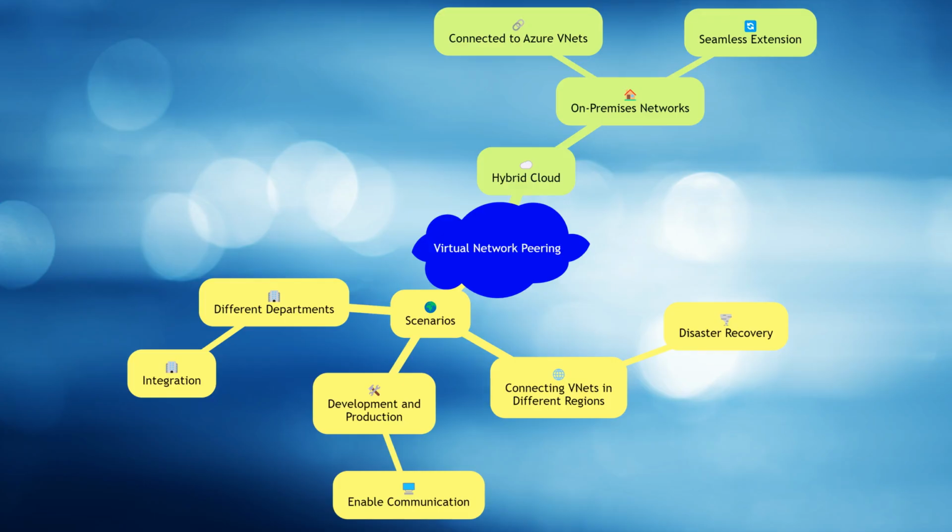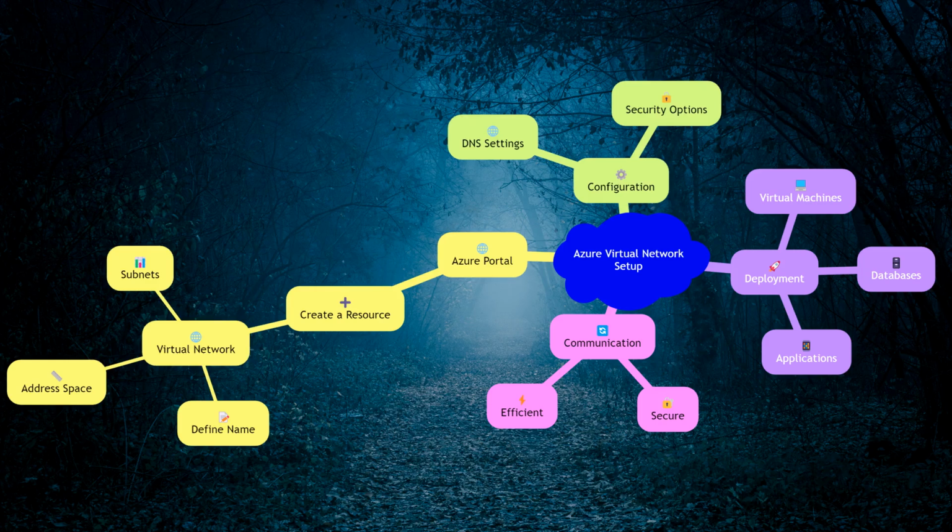Virtual network peering is useful in various scenarios, such as connecting VNets in different regions for disaster recovery, enabling communication between development and production environments, and integrating VNets belonging to different departments within an organization. It also facilitates hybrid cloud scenarios, where on-premises networks are connected to Azure VNets, providing a seamless extension of the on-premises infrastructure.